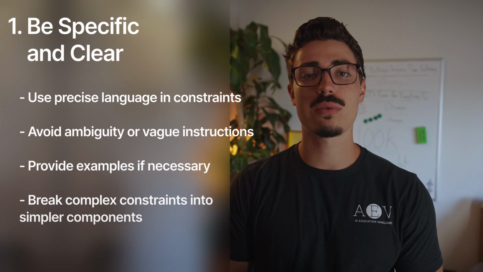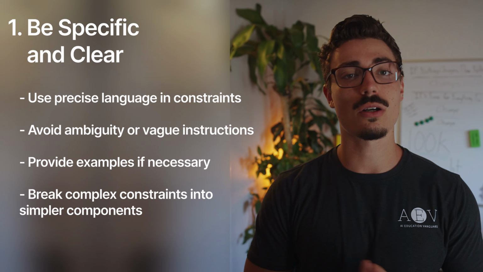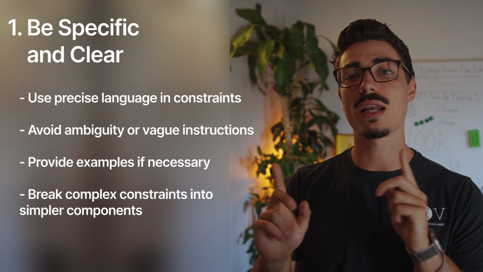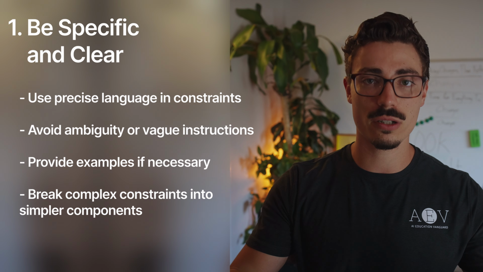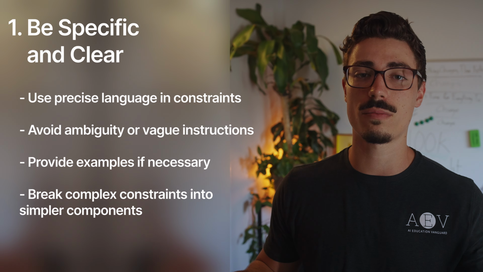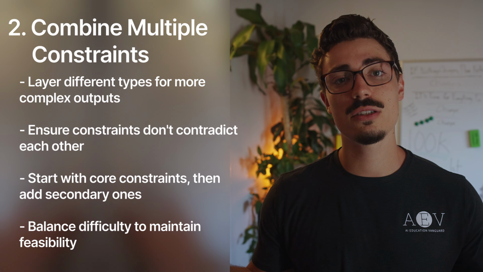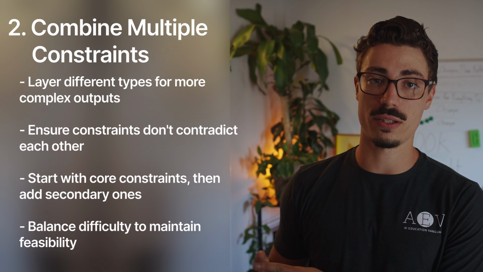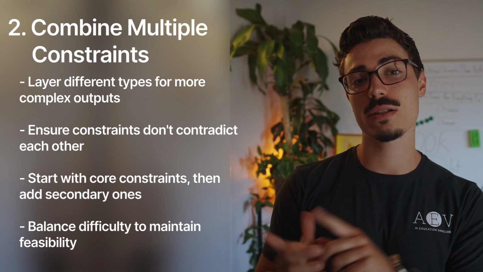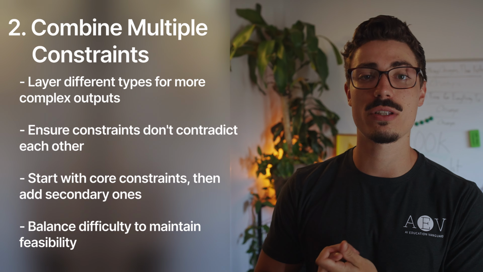Let's talk about some techniques for effective constraint prompt generation. When dealing with these kind of prompts, and any kind of prompt honestly, it's always important to be specific and clear. Clearly define your constraint, leaving no room for misinterpretation by the AI. Number 2, it's actually really beneficial often to combine multiple constraints. You're able to layer different types of constraints for a more complex and interesting output.